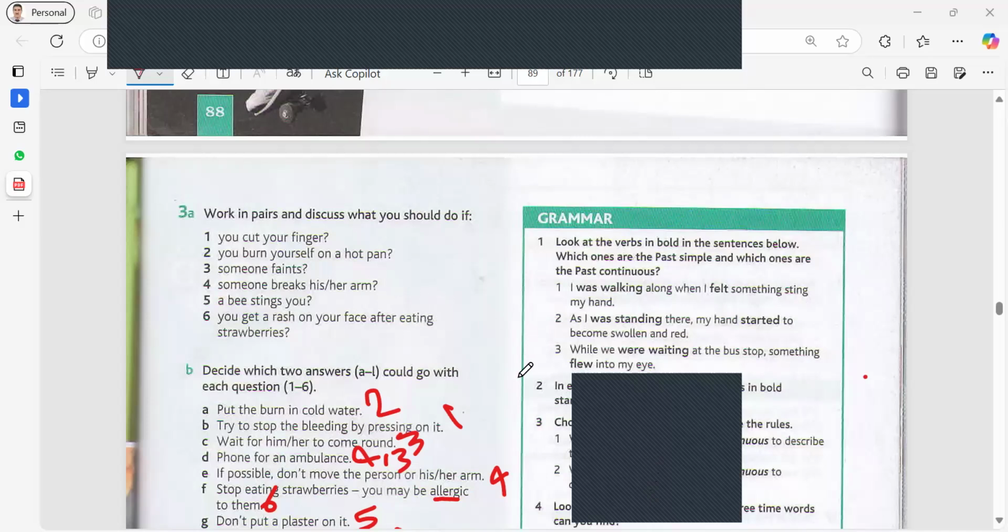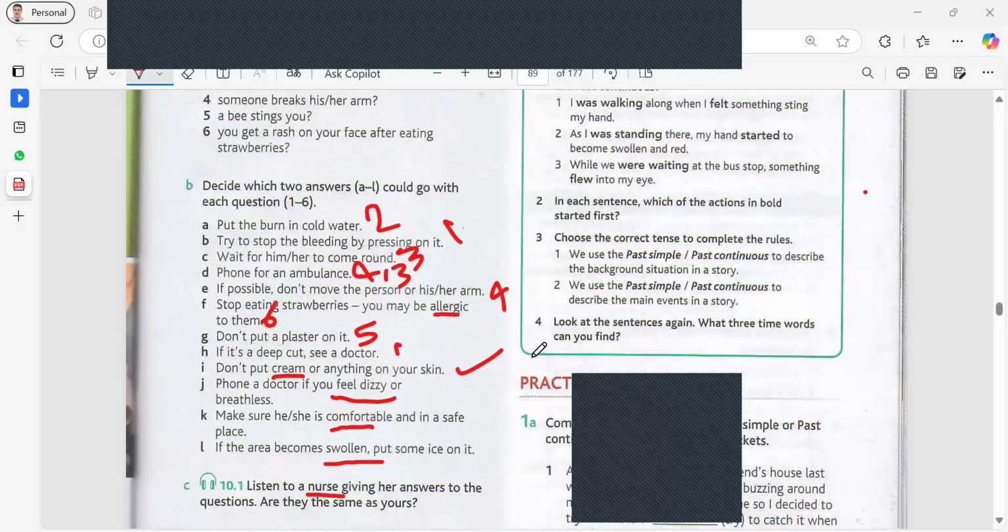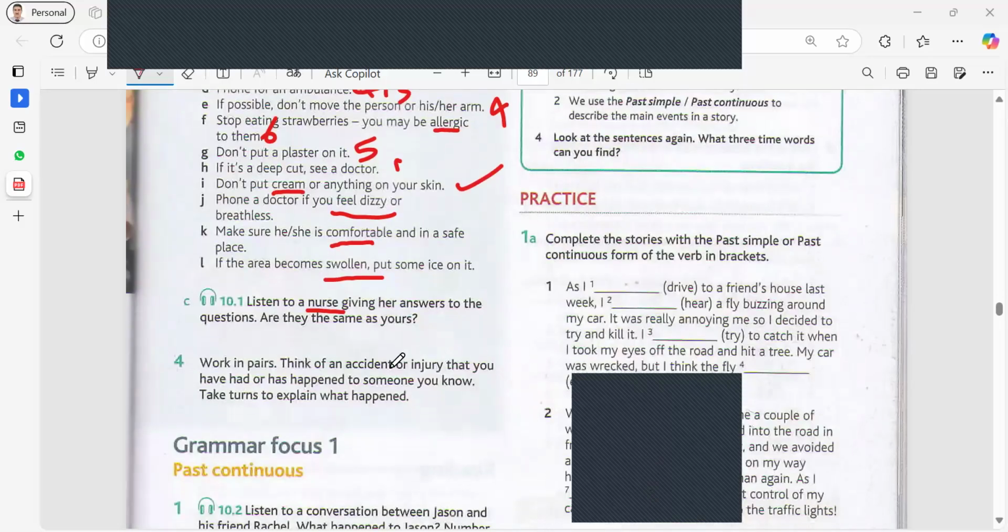What should you do if you get a rash on your face after eating strawberries? Stop eating strawberries. And don't use the cream. And if it gets worse, you have to call the ambulance and rush to the doctor. Exactly, you should see a doctor.